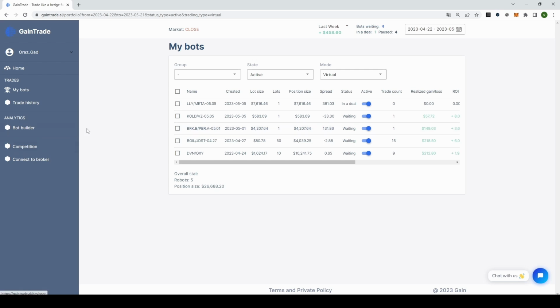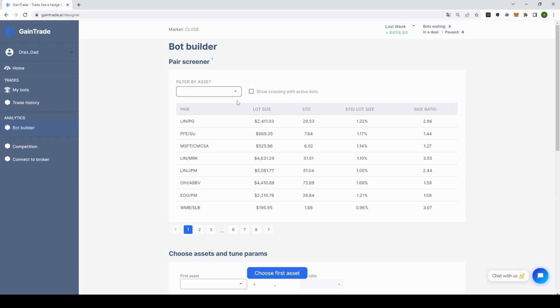Trade like a hedge fund with an AI-powered bot. Let's explore the main advantages of the bot using an example. We're creating a new bot in the bot builder that includes a pair screener.